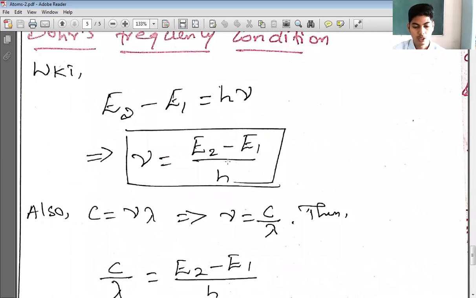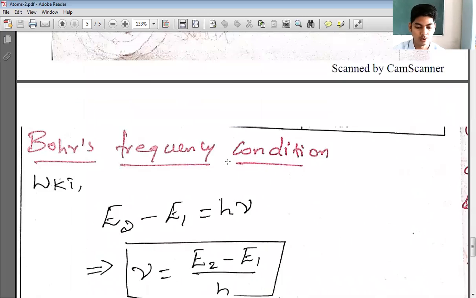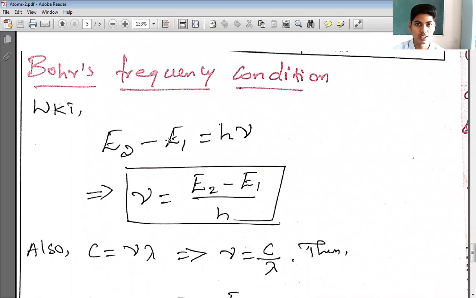After this, you need to know what is Bohr's frequency condition. Whenever electron makes transition from higher orbit to a lower orbit, the energy of the photon emitted is given by E2 minus E1 is equals to h nu, where h is called Planck's constant and nu is called frequency of the radiation emitted.